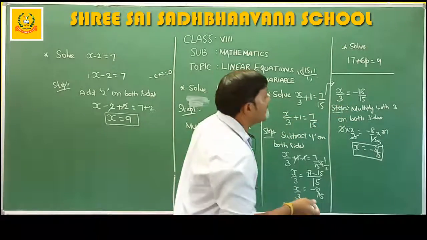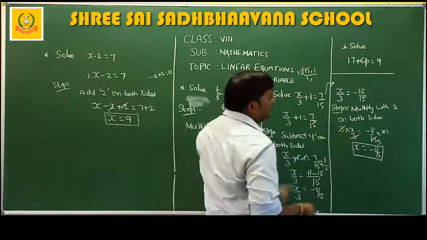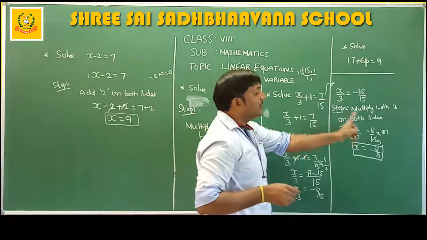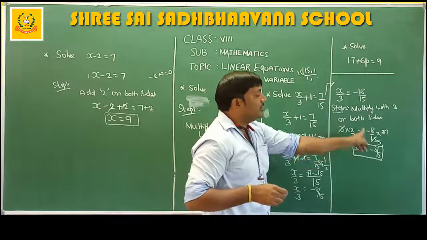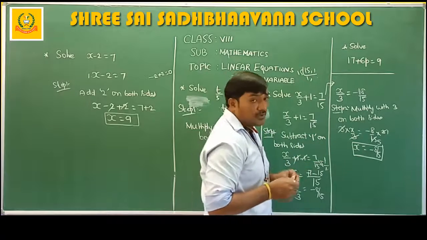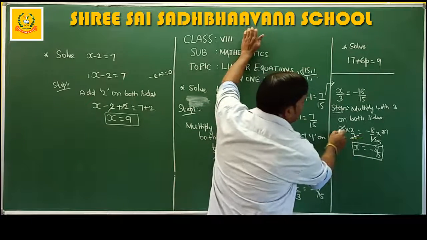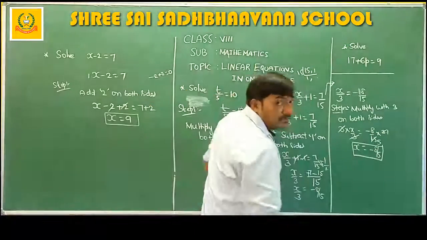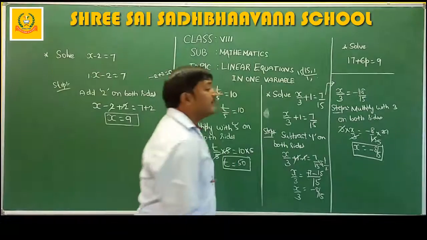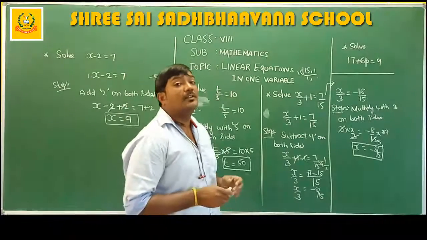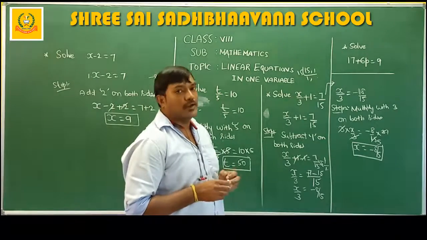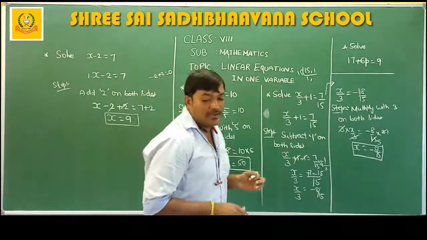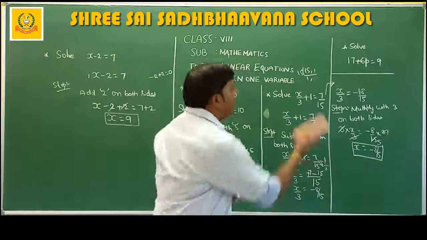When you multiply with 3, what happens? 3 into x by 3 and minus 8 by 15 into 3. We are doing the same on both the sides. So this 3 will get cancelled. You will be left with x, and 3 ones are 3, 5 3s are 15, which will give you minus 8 by 5. So x value is minus 8 by 5. Okay? I hope you understood this, and we will discuss one more sum.